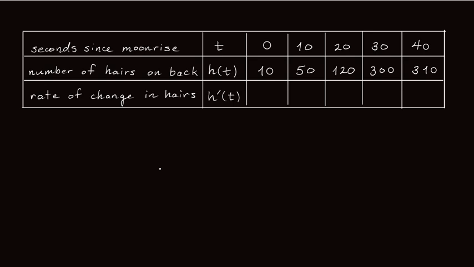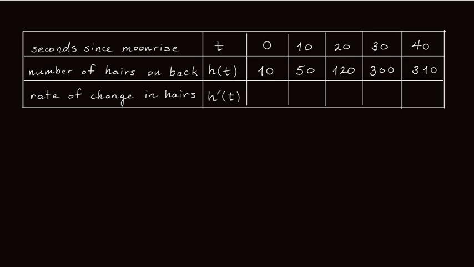Hi, in this problem we're going to continue to model Tristan the werewolf and how he reacts to the rise of the moon. Since he's a werewolf, when the moon rises, the number of hairs on his back is going to grow and grow pretty quickly. And we'd like to figure out how fast the hair is growing.